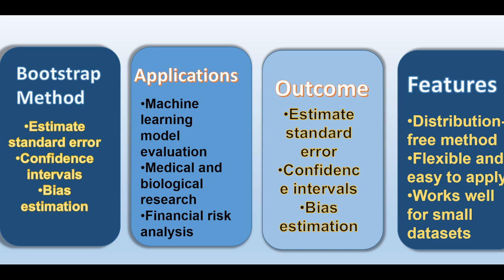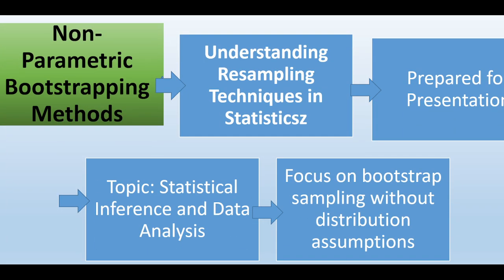Start with your initial data set. Draw a sample with replacement. Create multiple bootstrap samples by selecting data points randomly, allowing the same point to be chosen more than once. Compute statistics: calculate the required statistics for each of these samples. Repeat and analyze: repeat this process many times and then analyze the results to estimate variability and accuracy.